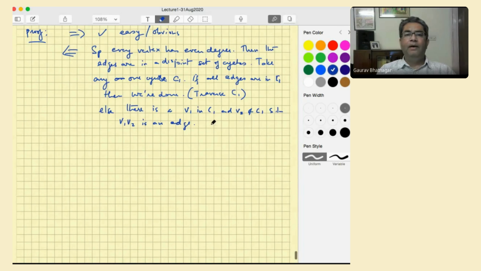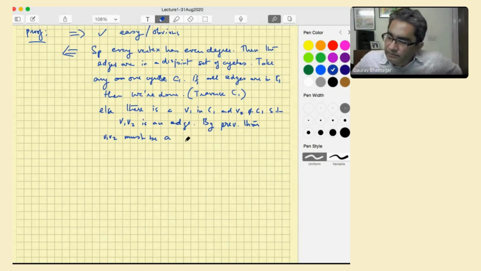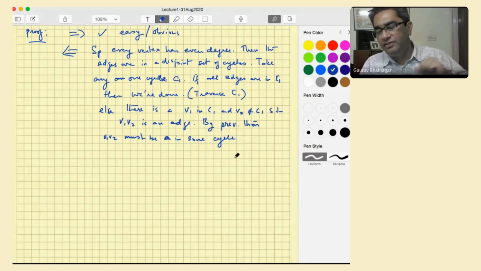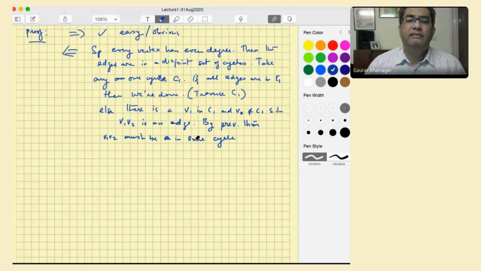Now by our previous theorem, V1, V2 must be in some cycle, because the graph is a union of edge disjoint cycles, right? So some cycle C2. So what you do is you insert C2 at V1.